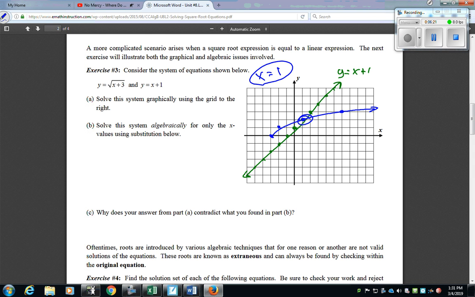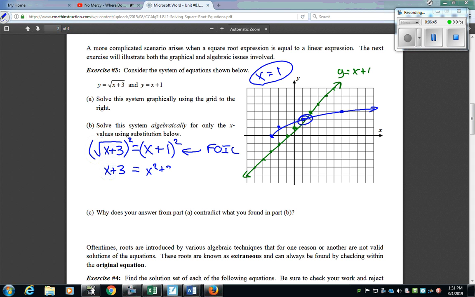So we're going to use substitution, and we're going to set those two equations equal to each other. Now you'll notice that I have the square root by itself, so I can square both sides of this. Okay, so I have x plus 3 over here. And then just be careful with this, because you're going to have to FOIL this. You're going to have to distribute. And this will actually end up being x squared plus 2x plus 1. And again, I'm getting that from the idea of x plus 1 times x plus 1.